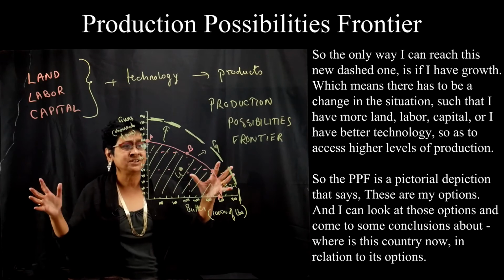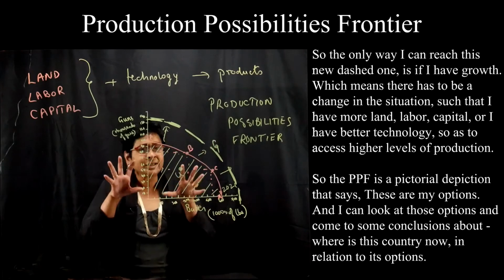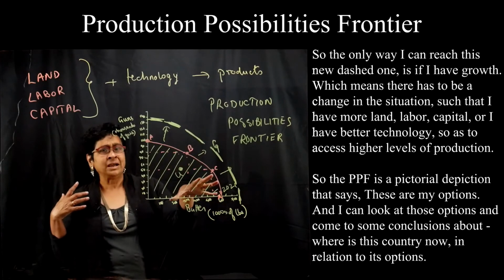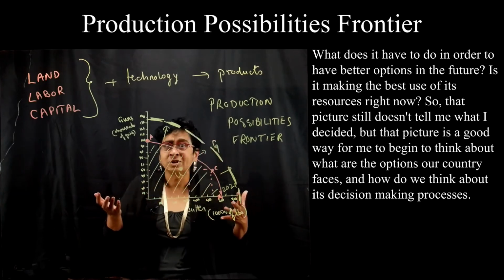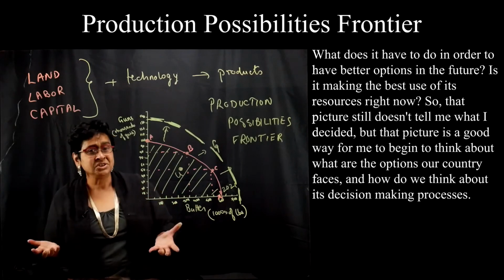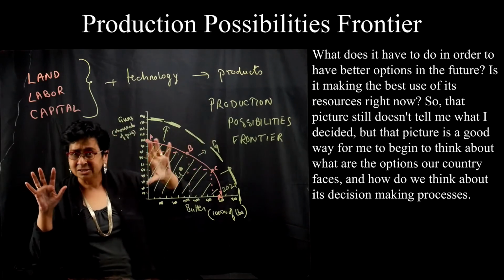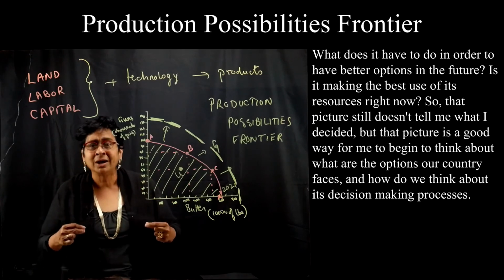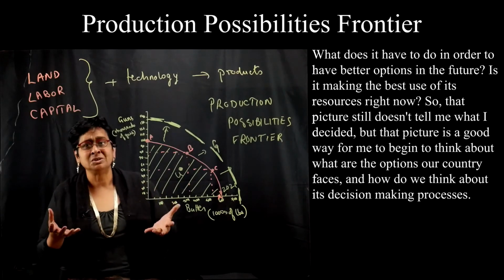So the PPF is a pictorial depiction that says, these are my options, and I can look at those options and come to some conclusions about where this country is now in relation to its options. What does it have to do in order to have better options in the future? Is it making the best use of its resources right now? So that picture still doesn't tell me what I decided, but that picture is a good way for me to begin to think about what options a country faces and how we think about its decision-making processes.